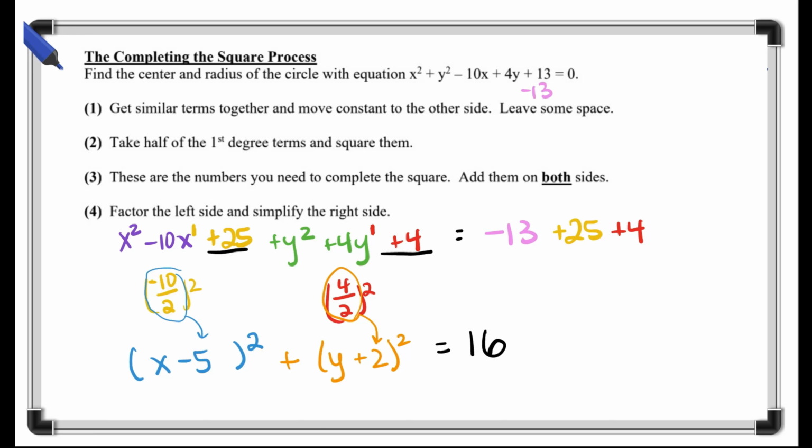And so now we can go ahead and find our center, and that would be at positive 5 and negative 2. And my radius, which is here, this is r squared, that would be 4.